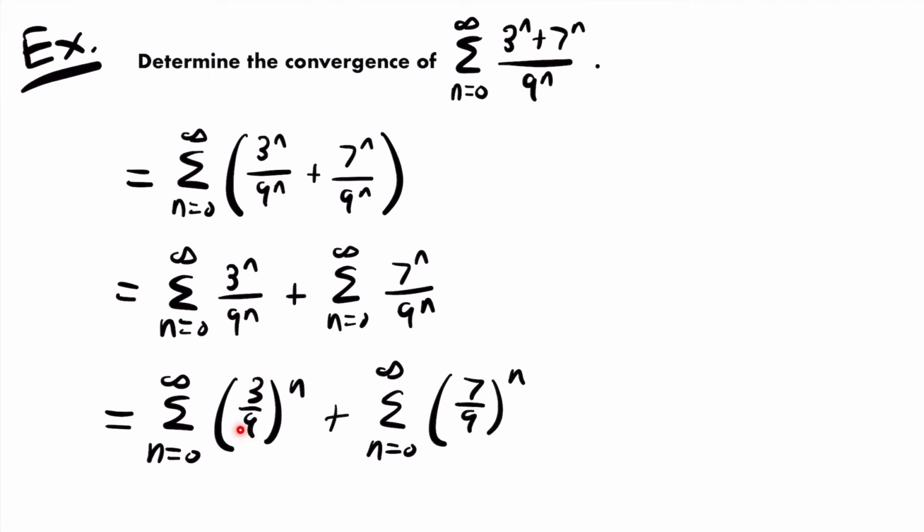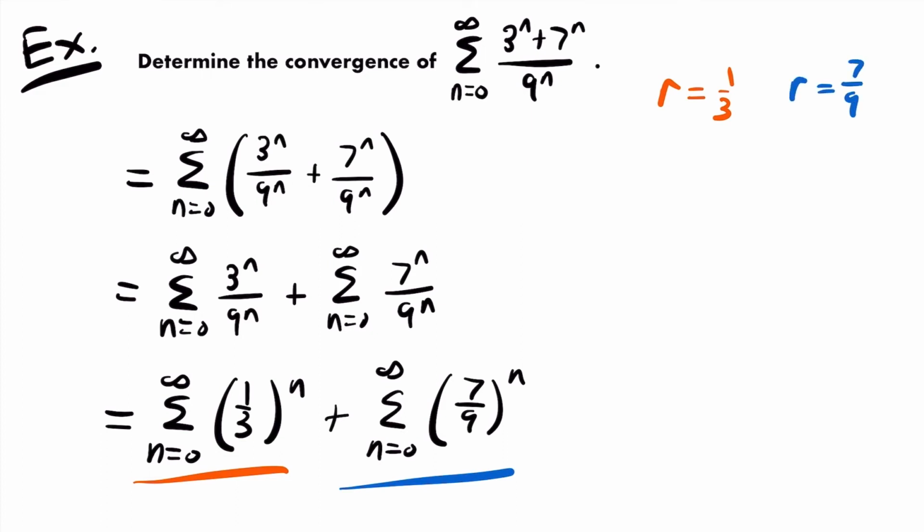Now 3/9 will reduce to 1/3, and so I'm just going to rewrite that to be 1/3. So we have 1/3 to the power of n, and now we have 2 geometric series that we can determine the convergence of. For both series, the value of a, or that constant multiple, is equal to 1, but the common ratios in each series are going to be different. For the first series, the common ratio r is equal to 1/3, and for the second series, the common ratio is equal to 7/9, right? Those are the values that are being raised to the power of n.